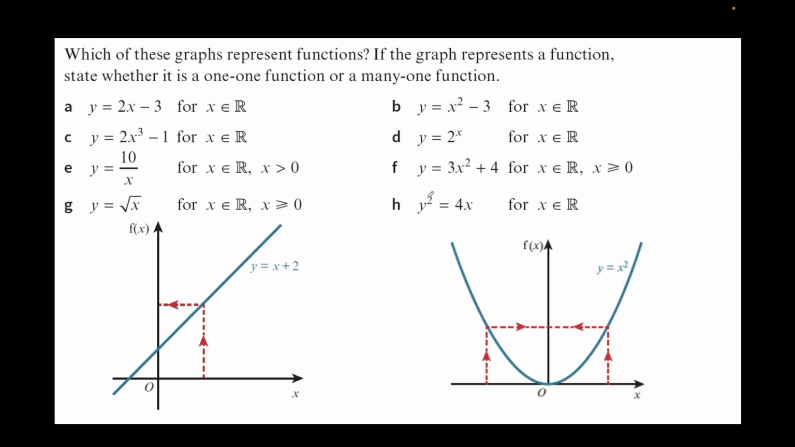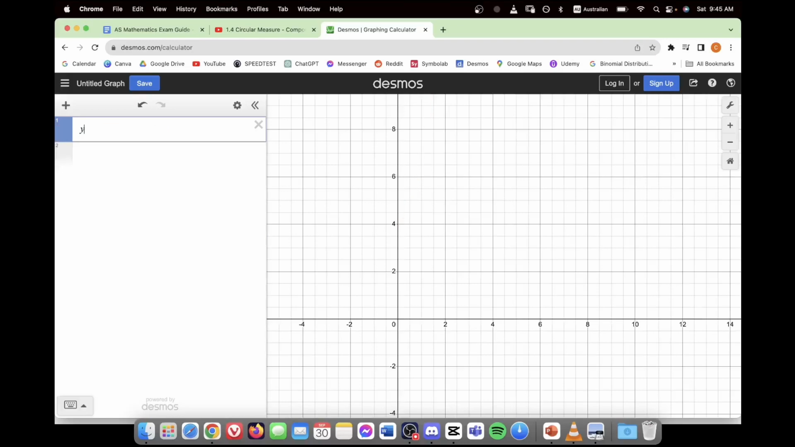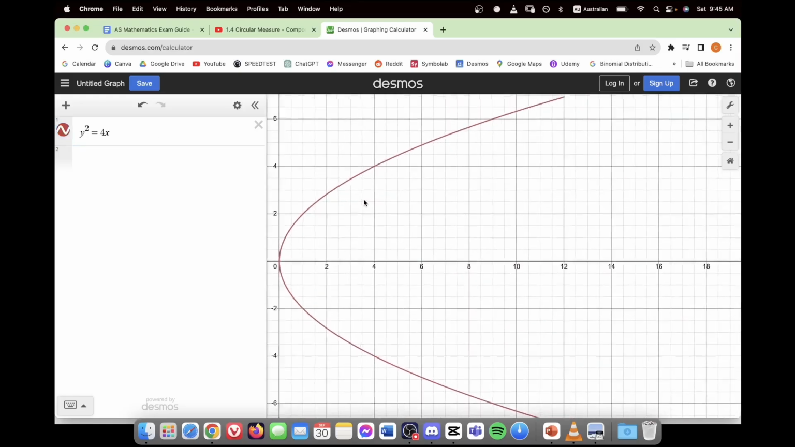y squared equals 4. You see where this is going. y squared equals 4x. Look at this. Is this 1-to-1? No, it's not.